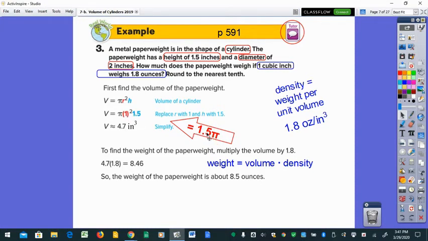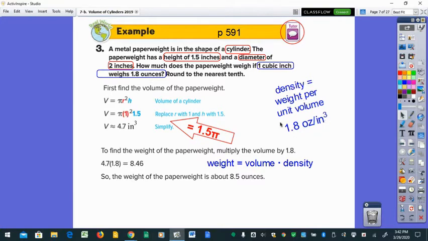You'll see me typing this over here because your book kind of skips that step, and we need you to be able to do that as you head into high school math. I'm going to approximate by taking 1.5 times pi, and the volume of this paperweight is about 4.7 inches cubed, but that's not a weight measurement. Inches cubed is not a weight. It's not pounds or ounces or grams, and in this case we want ounces. So once we have that volume, we're going to multiply by the 1.8 ounces per cubic inch.